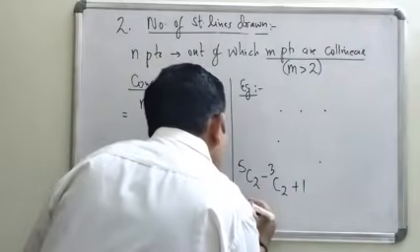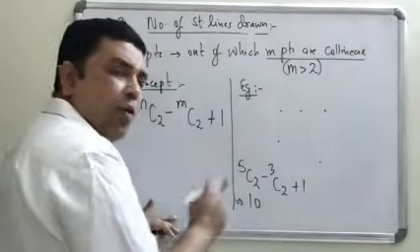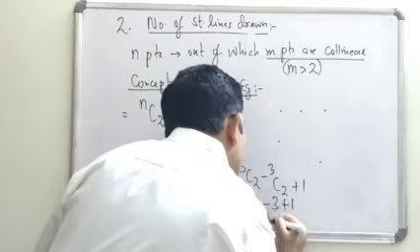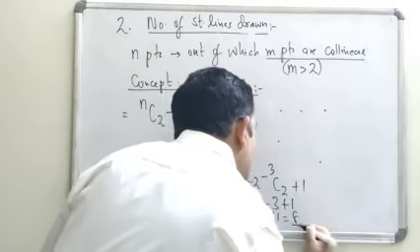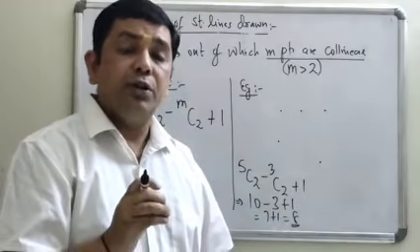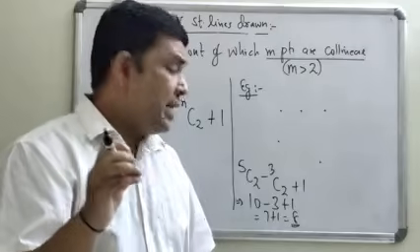What is 5C2? 5C2 is 10. What is 3C2? 3C2 is 3 and then plus 1. So this is 7 plus 1. That means the number of straight lines that should be possible to draw is 8.